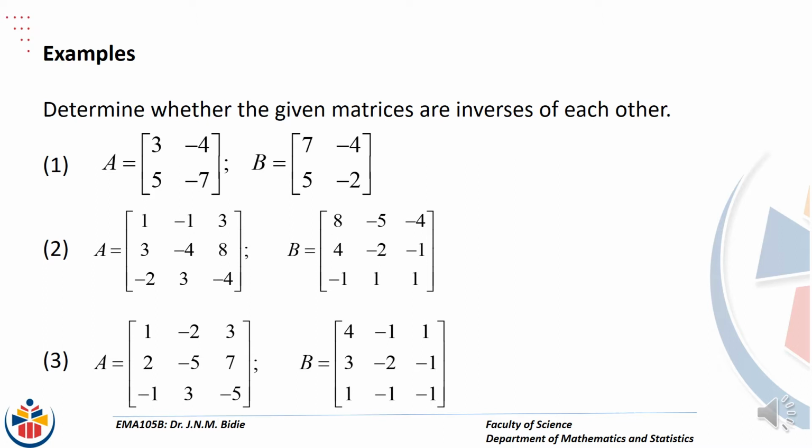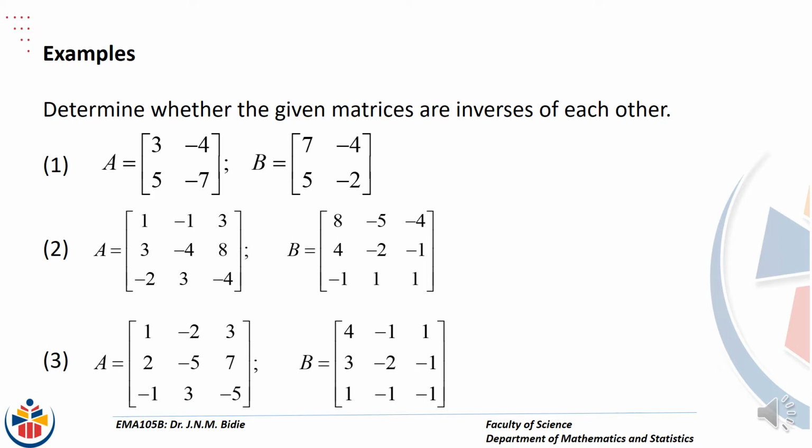So that means if you're going to do B times A, then it means you need to write down B first and then A, so that when you multiply, you take a row of B multiplied by a column of A when you are doing B times A. Please check whether those three problems given there, those matrices are inverses of each other.